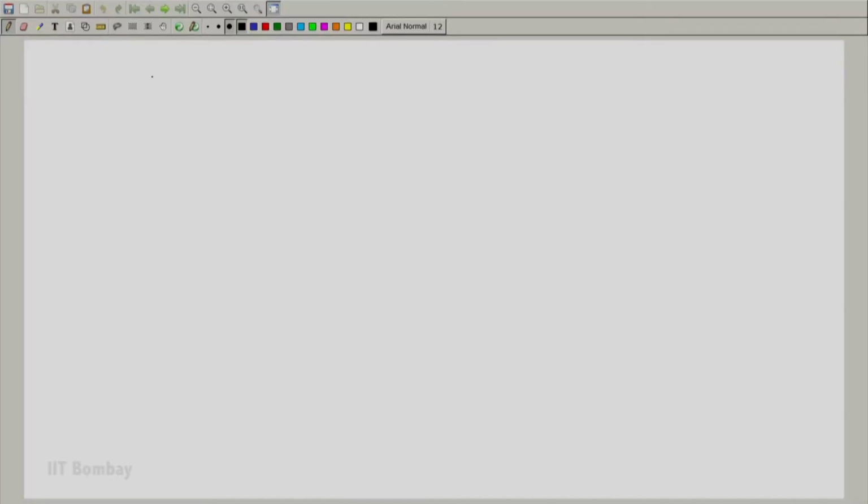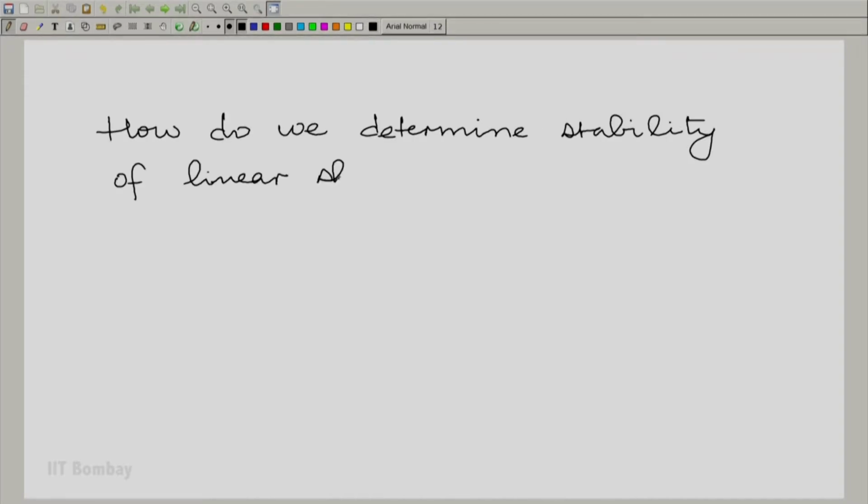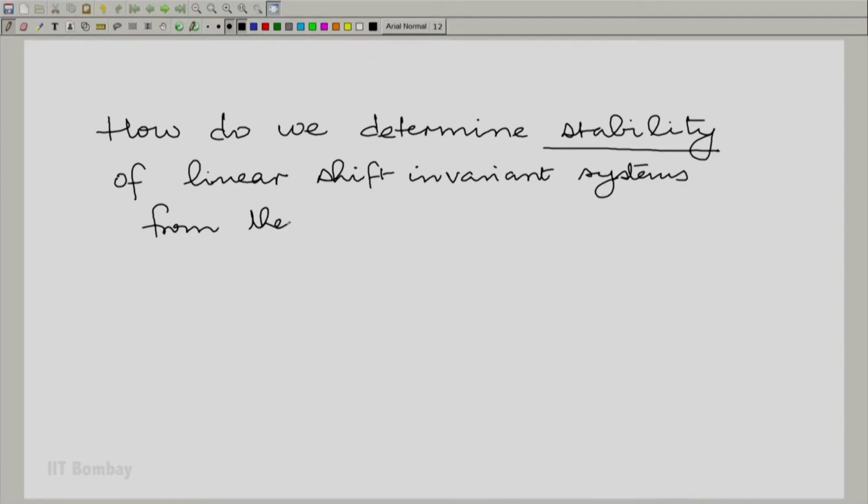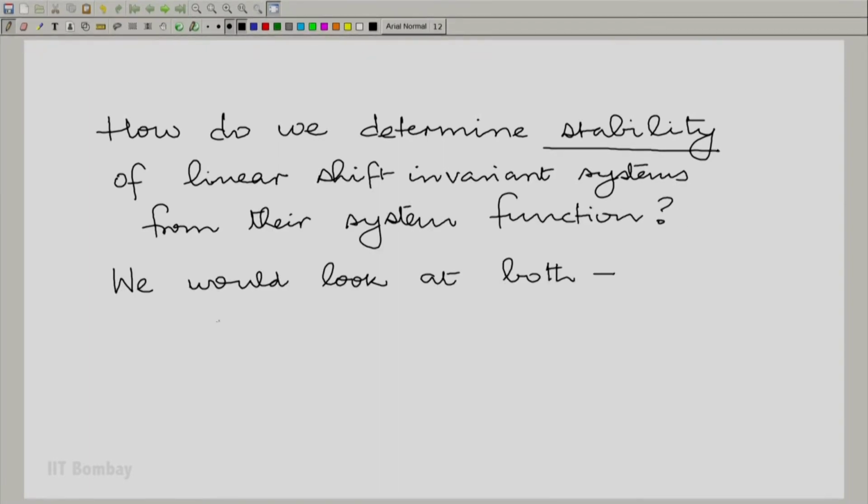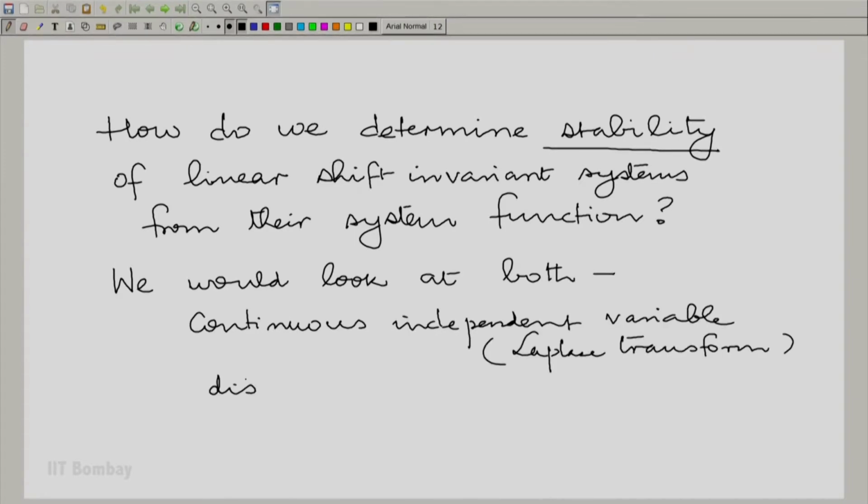Now, in this session, we are going to take on the identification of the other property that we were talking about beyond linearity and shift invariance, namely stability. So, the question that we are going to answer is, how do we determine stability of linear shift invariant systems from their system function? Of course, we would look at both continuous and discrete independent variable.